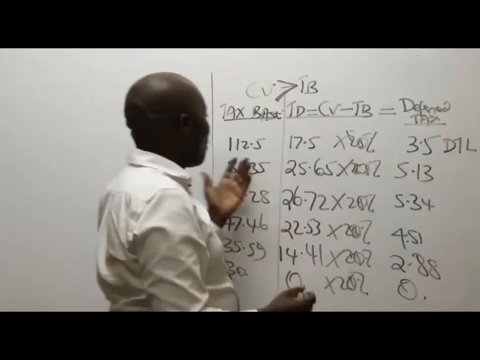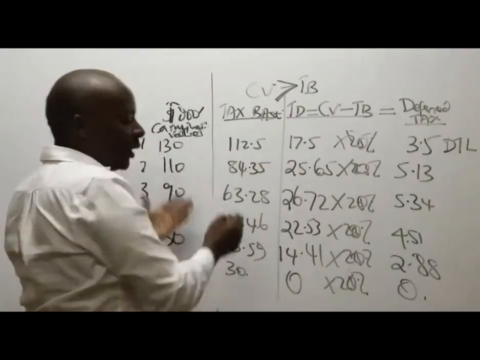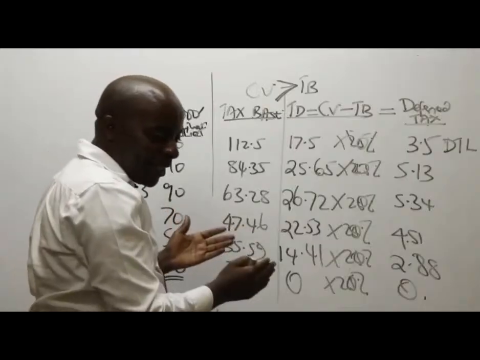If the carrying value is more than the tax base, straight away you know it is a deferred tax liability. Like in this case, you can compare the two very well. You can see in year 1, carrying value is more than the tax base.